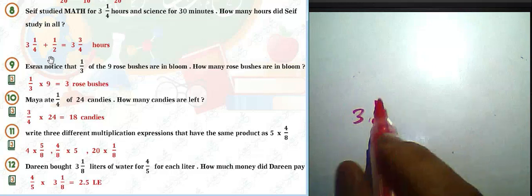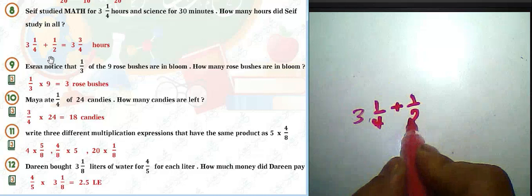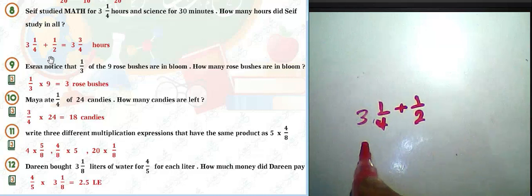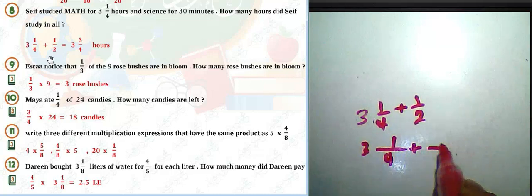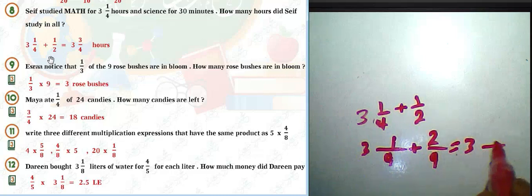3 and 1 over 4 plus 1 over 2. Write 3. And here 2 times 2 equals 4, 2 times 1 equals 2. Write 3 and 2 plus 1 equals 3. And here write 4 in the denominator: 3 and 3 over 4 hours.